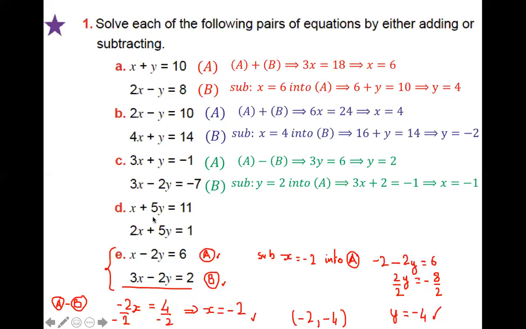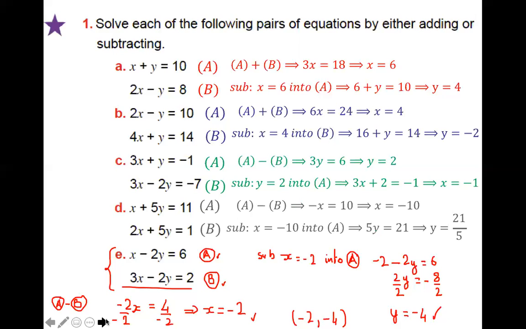And the next one, we're going to, again, subtract them. And when we subtract a and b, you get -x, because we've subtracted a minus b. But you could have done b minus a if you wanted to, but you're going to get -11. And then x equals, you divide by -1 on both sides, you get x equals -10.